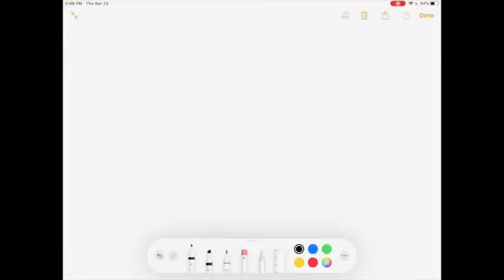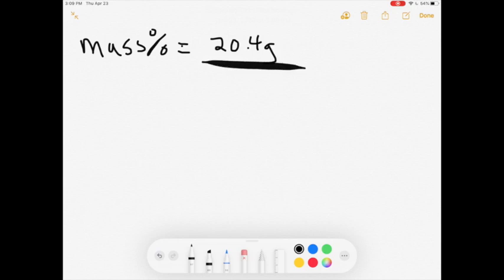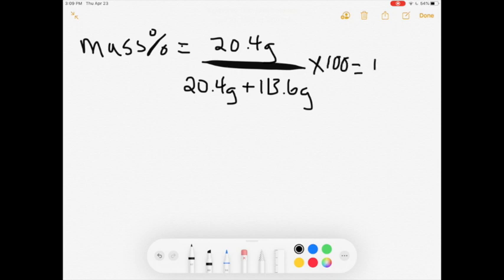Okay, so we are going to take mass percent, the weight of silver nitrate, and that is 20.4 grams, divided by the weight of the solution. So that's going to be your silver nitrate plus your water. So 20.4 grams plus 113.6 grams. And then we're going to multiply that by 100 since it's mass percent. And that gives us 15.2% of the solution is silver nitrate. Okay, we've got mass percent.